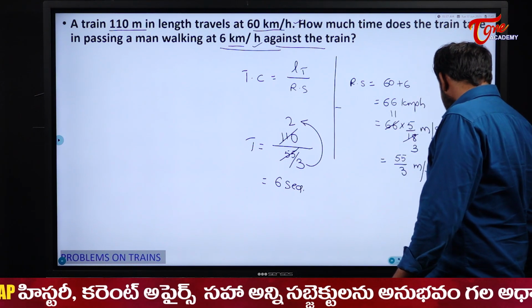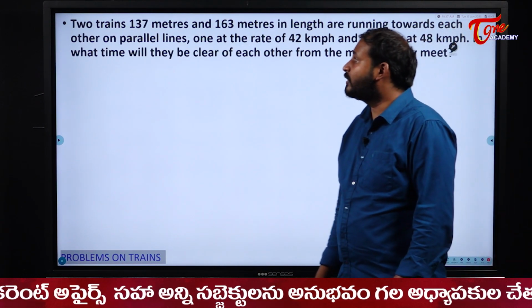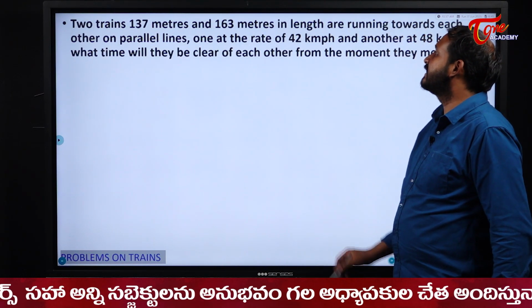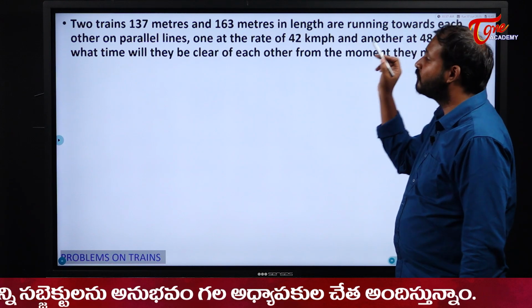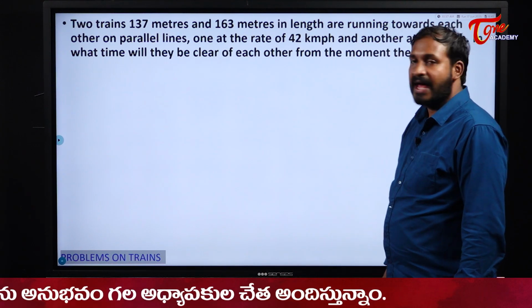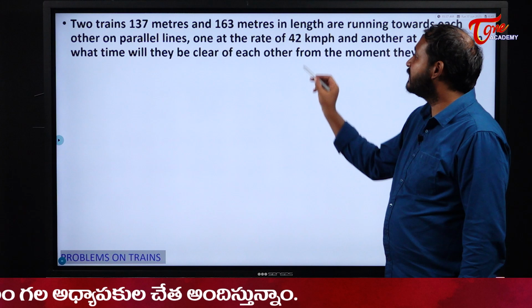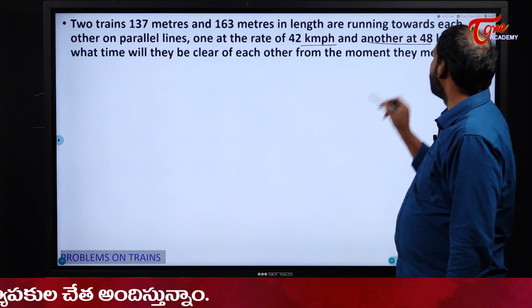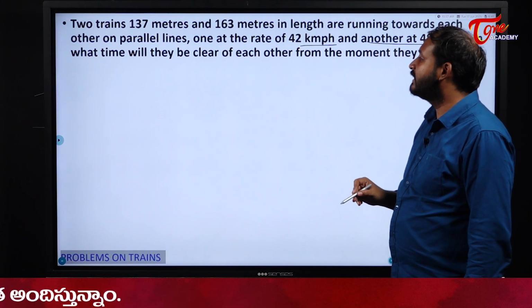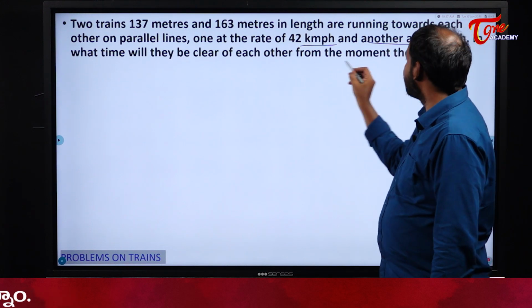Okay, next one. Two trains 137 meters and 163 meters in length are running towards each other on parallel lines, one at the rate of 42 kmph and the other at 48 kmph. In what time will they be clear of each other from the moment they meet?